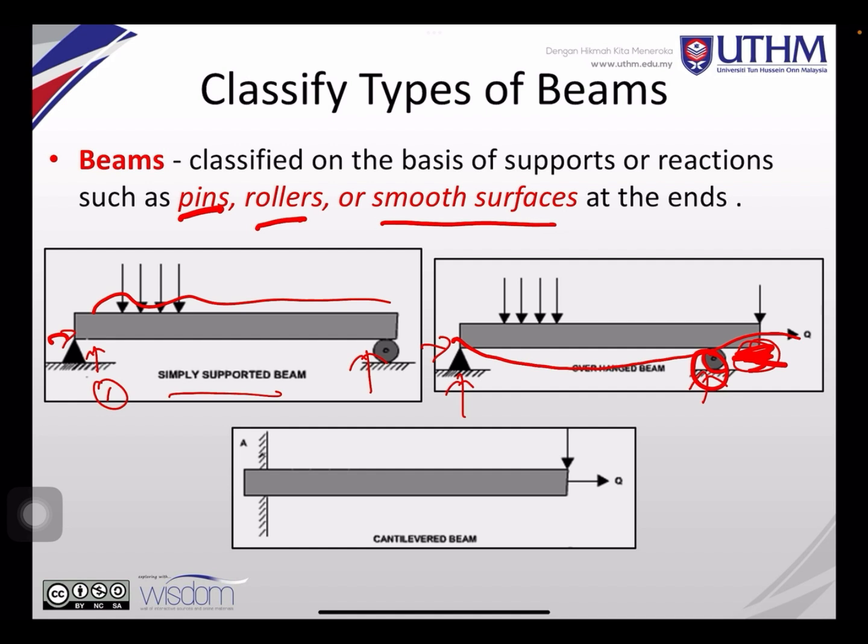And then you can see the third one here, the cantilever beam. You support at this side. So the moment and the three reaction forces are all here. And then it will bend this way when you have force on it.